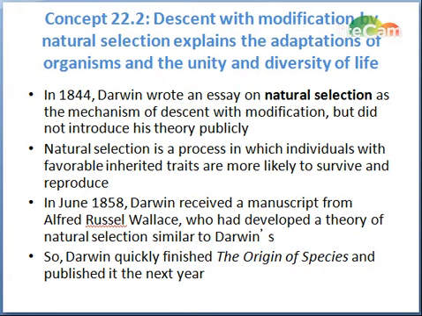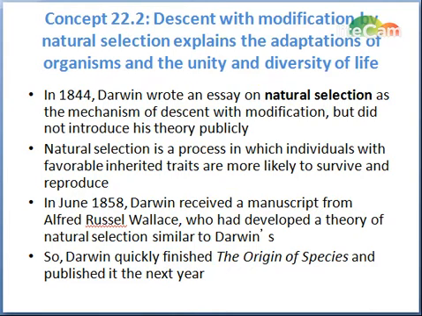So moving on to part 2 in chapter 22 is the discussion of descent with modification according to Darwin. In 1844, he wrote his essay on natural selection as a mechanism of descent with modification, but he actually didn't introduce that theory publicly. He did believe that natural selection is a process in which individuals with favorable inherited traits are more likely to survive and reproduce, and in that way pass down that trait.